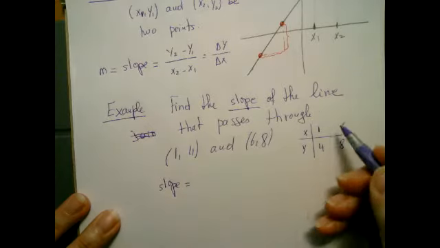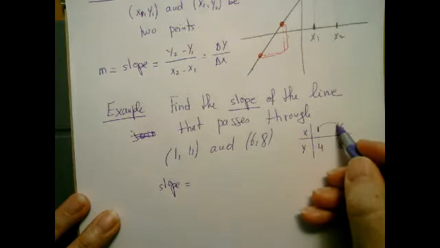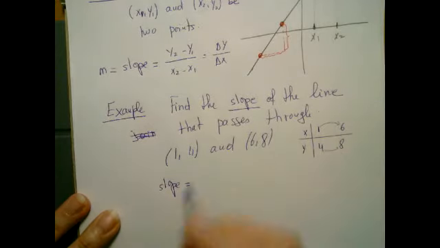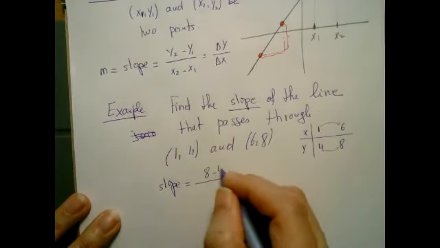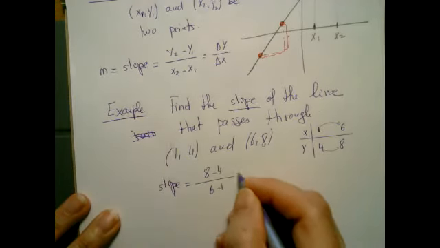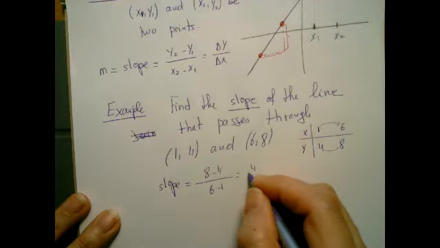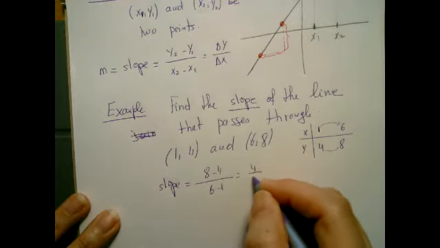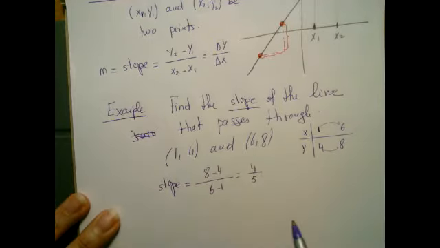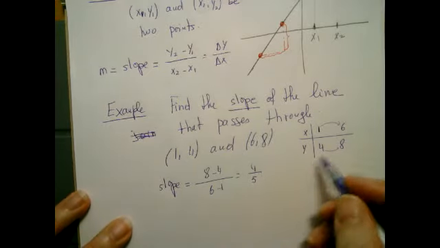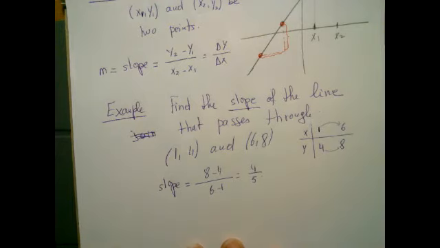Okay, so basically it's the average rate. As x changed from here to here, the y changed from here to here. So the slope is 8 minus 4 over 6 minus 1, which is 4 over 5. So this is really the average rate. It's exactly like the idea of the average rate of change.